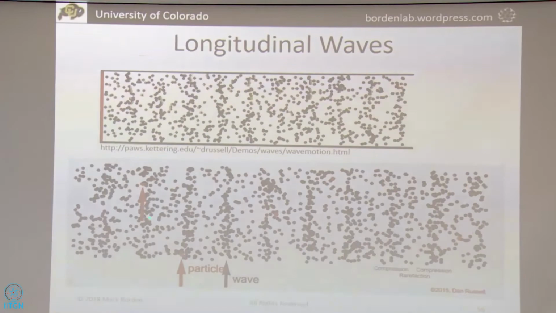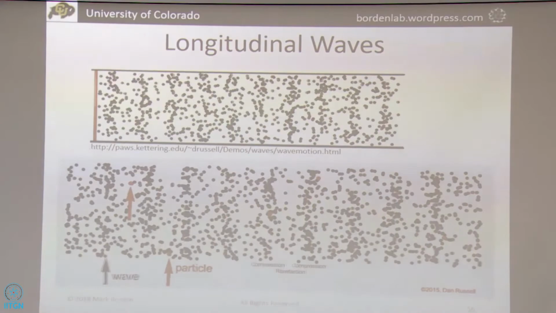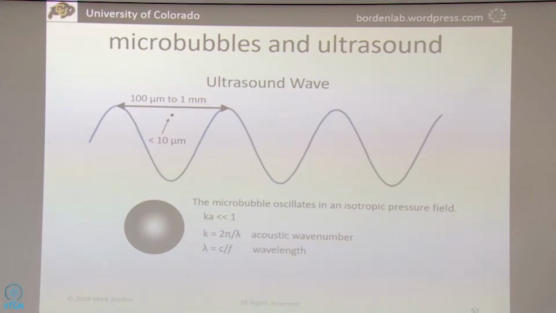You're seeing a peak, here's a compression, and here's a rarefaction of a wave, but the particles are just moving back and forth with the passage of the acoustic wave. Okay, so it's not mass transport, it's momentum transport, which means that it follows the wave equation instead of the diffusion equation.